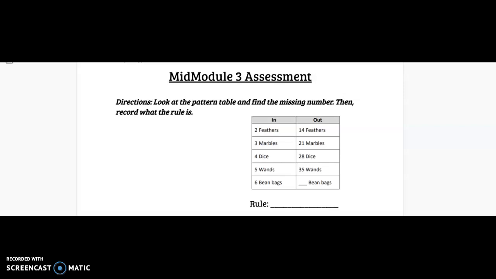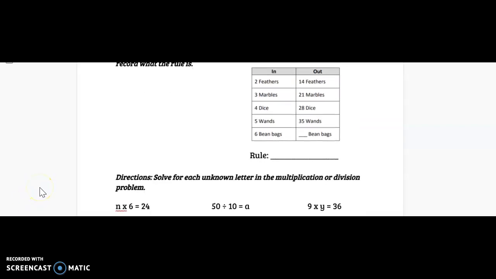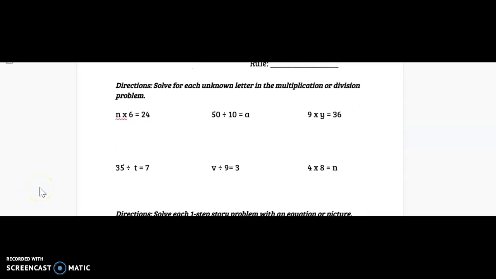Look at the pattern table and find the missing number. Then record what the rule is. Solve for each unknown letter in the multiplication or division problem.